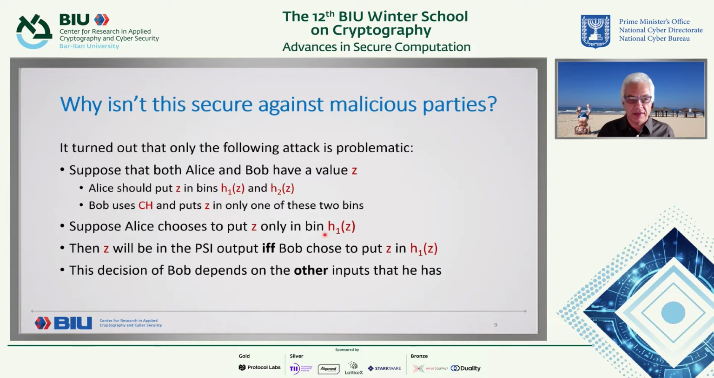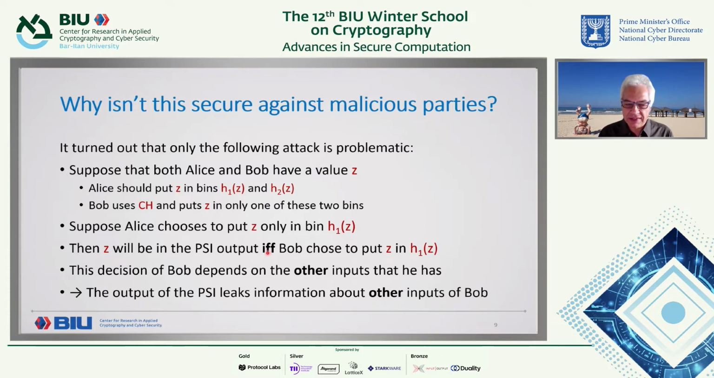The problem is that Bob's decision about where to put Z depends on his other inputs. So whether Z is in the intersection or not depends on Bob's other inputs, even those which are not in the intersection, and this leaks information to Alice about them. Very little information, but it leaks information. This seems like an inevitable problem with cuckoo hashing, because we put an item either here or there, and the choice depends on other items. There's no way to go around it. This is how cuckoo hashing works. So Alice, by acting like this, might learn something about Bob's inputs.